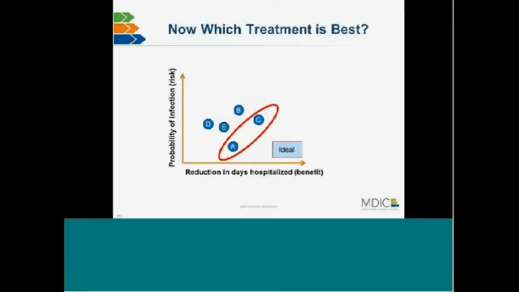The problem is I can't choose between A and C if I can't tell how important my benefit is compared to my risk. And remember, I used that word relative before. This is exactly where that relative concept comes in. I cannot choose between A and C unless I have some way of saying how important to me reducing days in the hospital is compared to reducing my probability of infection.